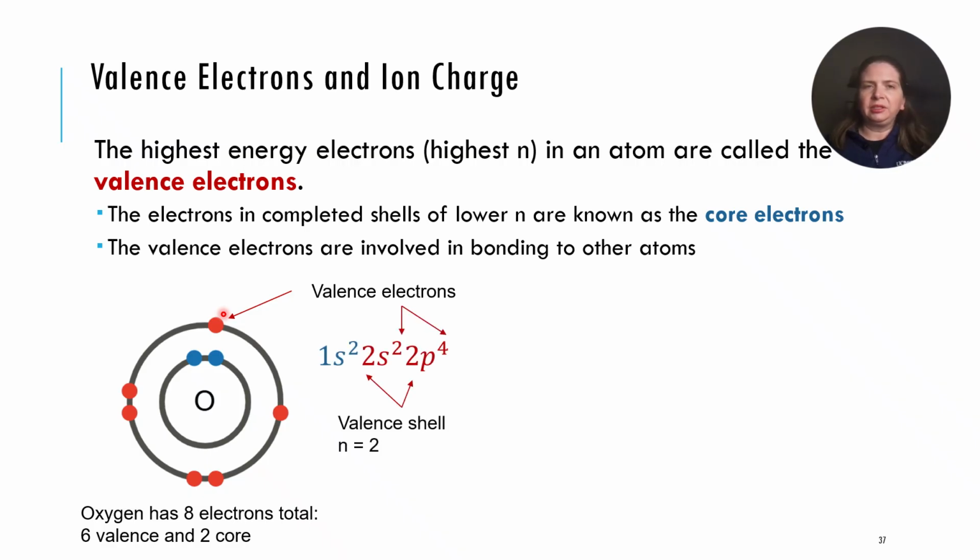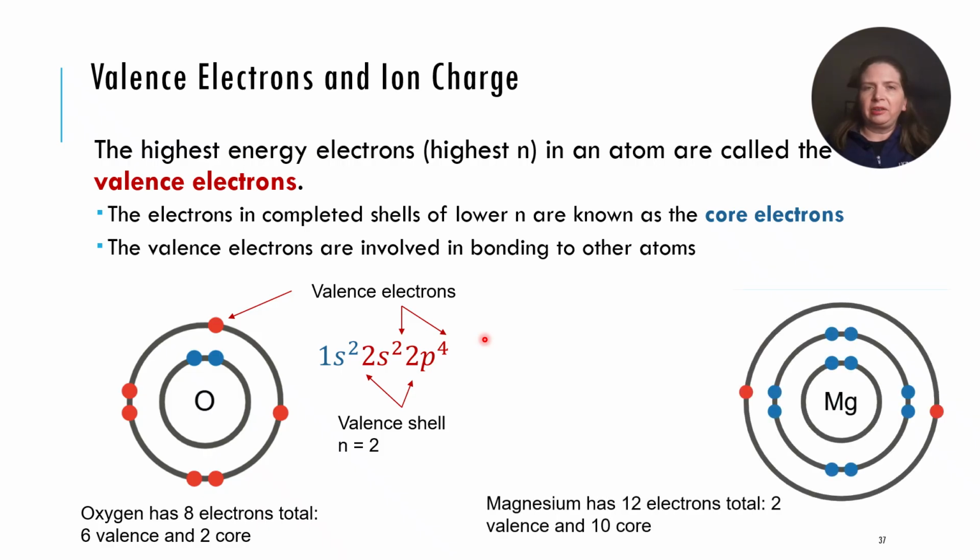We can determine the number of valence electrons using the electron configuration. The shell number with the highest value tells us which shell is the valence shell. The superscripts show how many electrons are in each subshell. For oxygen, the highest shell number is n = 2, which includes the 2s and the 2p subshells. Adding the electrons together gives us 6 valence electrons, 2 in the 2s subshell and 4 in the 2p subshell.